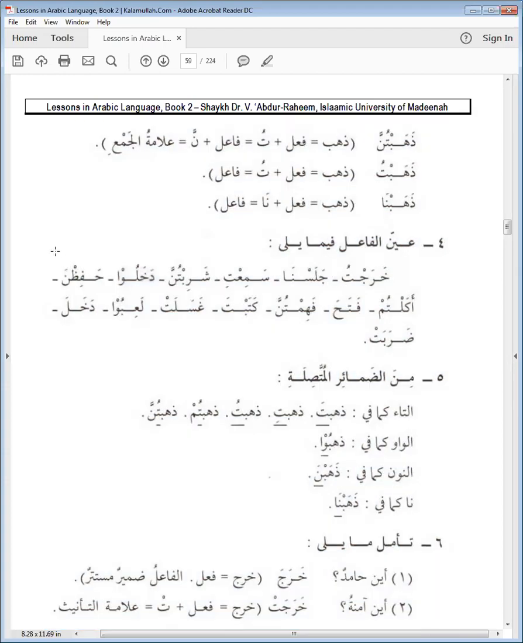Next volunteer. Hafidna. Hafidna. Where's the fi'l and where's the fa'il? Assalamu alaikum. The fi'l is hafidha and the fa'il is na. Very good. So ha, fa, and dha, hafidha is the fi'l, and the fa'il is the attached pronoun na. All right? Good.